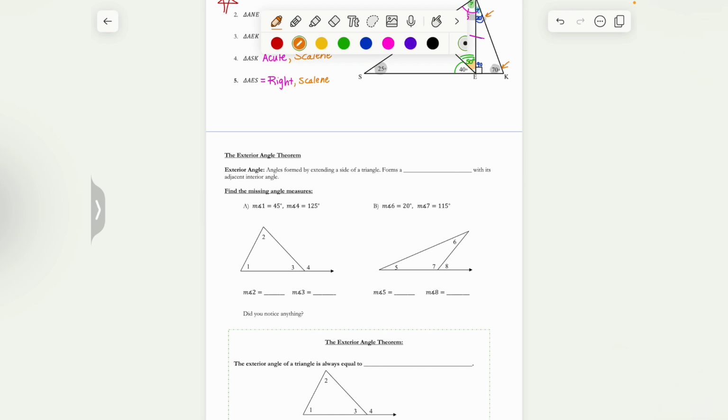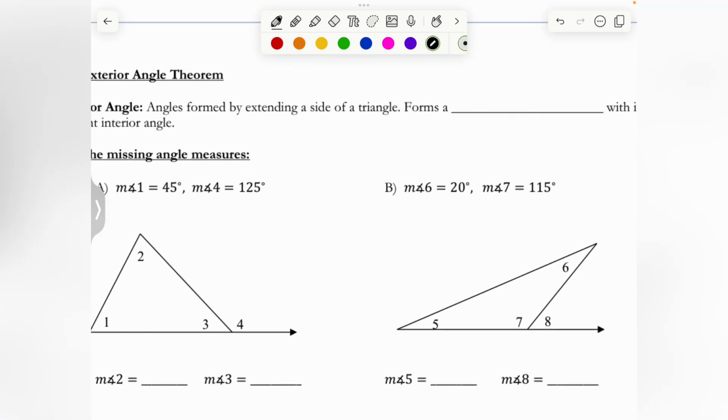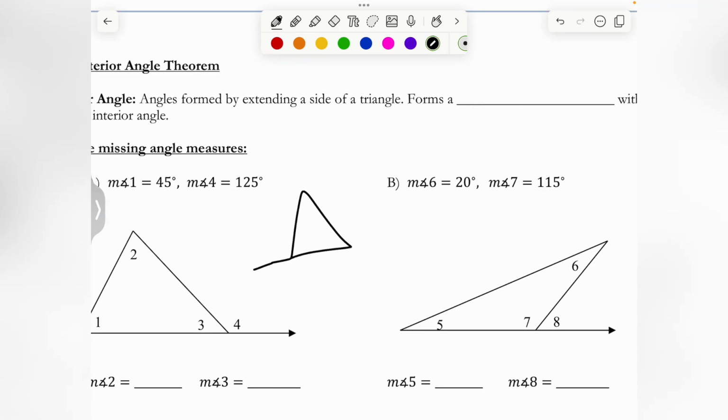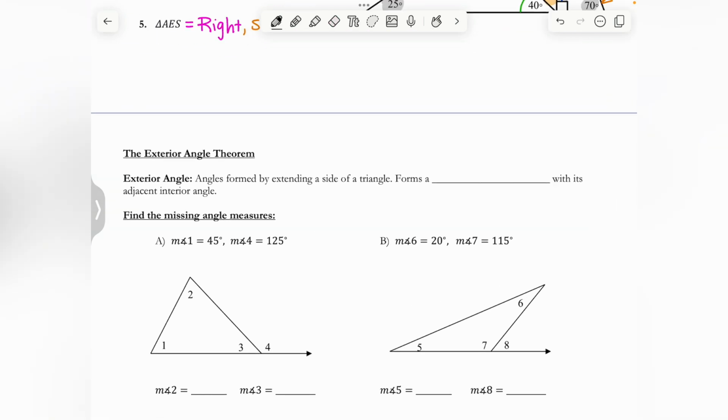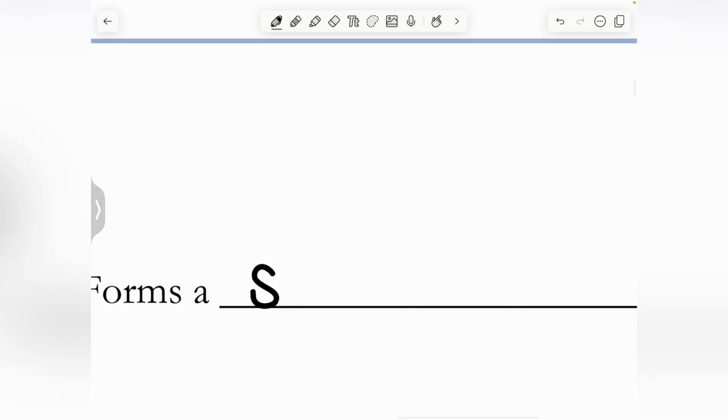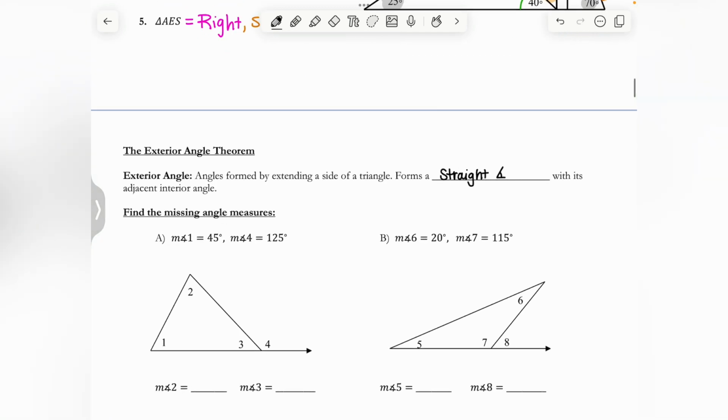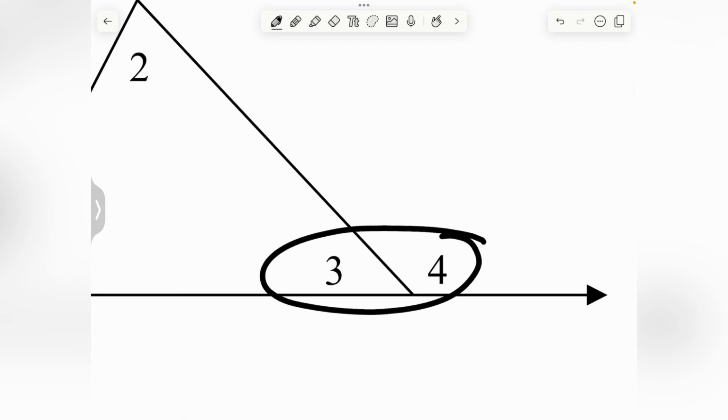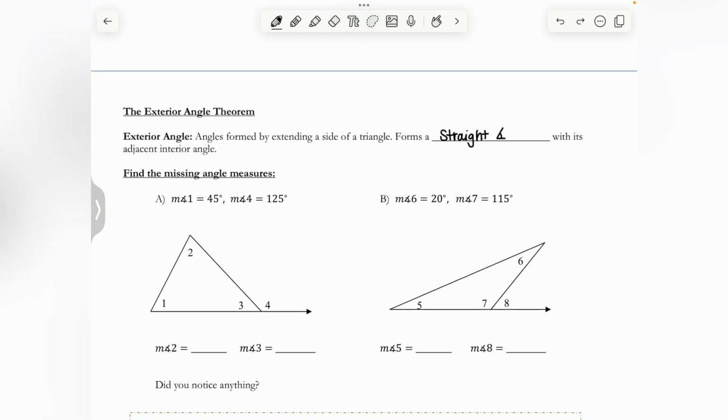The exterior angle is if I were to draw a triangle and extend one of the sides like this. So you draw the triangle and you're extending one of the sides. We're talking about this angle right here. Okay, so the angle formed by extending a side of the triangle forms a straight angle with its adjacent interior angle of the triangle.